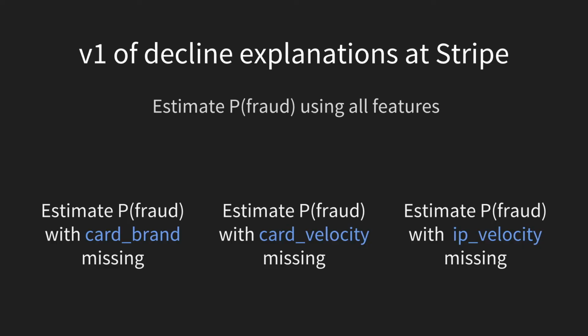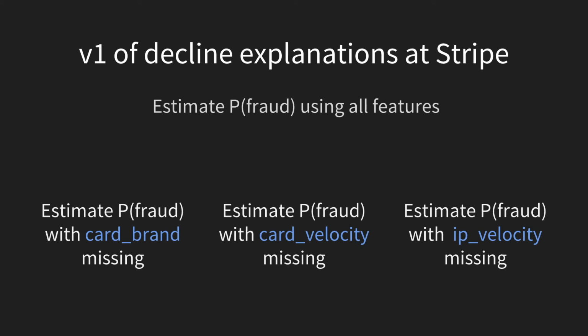The first thing that we would do to try to get an explanation was actually get the prediction, using all of the features from the charge to get its estimate of the fraud probability. Then, after we got the original estimate, we would take out each feature of the charge one by one and estimate what the probability from the model would have been if we didn't know that feature.